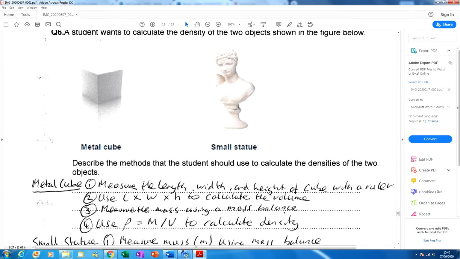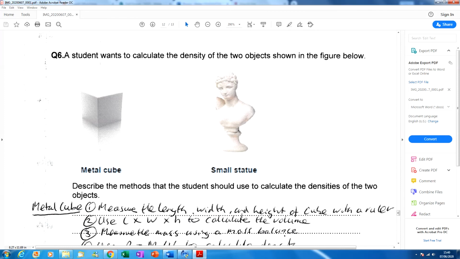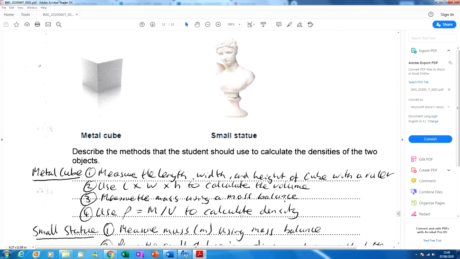So, final question. The student wants to calculate the density of the 2 objects shown in the figure below. So, a metal cube and a small statue. Describe the methods that the students should use to calculate the densities of the 2 objects. So the hard thing about this 6 marker is to go through 2 methods in quite like 6 minutes of time. So I always recommend describing methods in numbered lists.